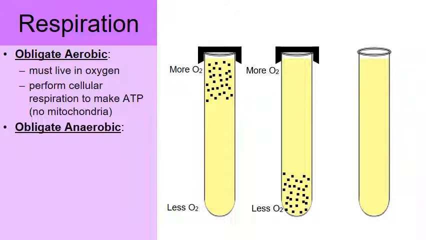Well, these bacteria would probably be called obligate anaerobic bacteria. They are obligated to not live in oxygen. They can't survive the presence of oxygen. So what actually happens is, in order to make their energy, they perform fermentation. They perform the anaerobic cellular process called fermentation, and that's how they make their energy in order to survive.